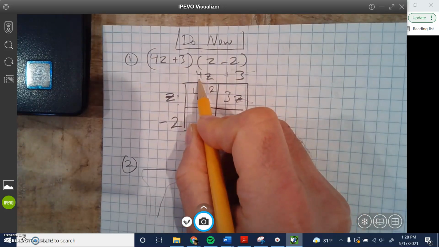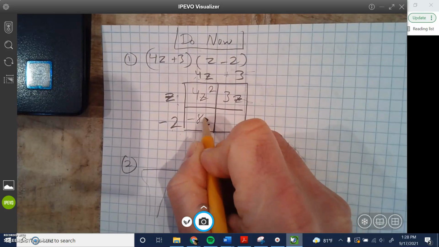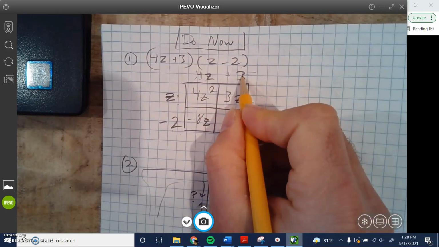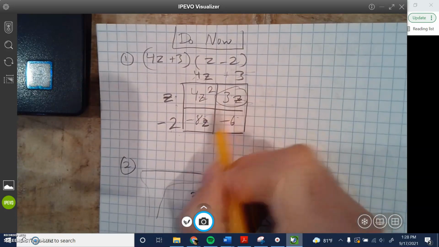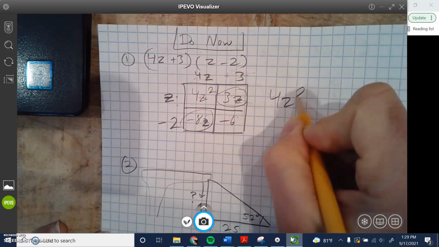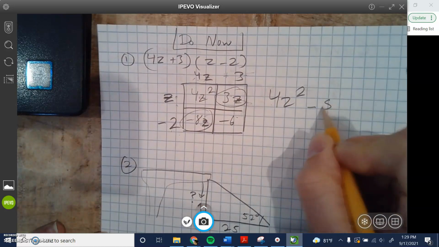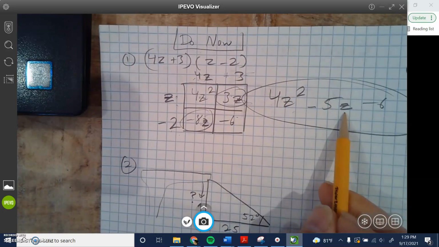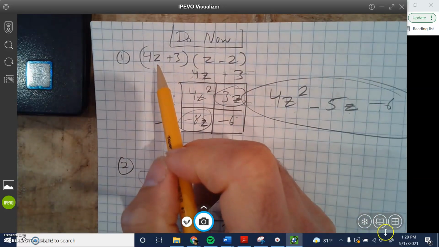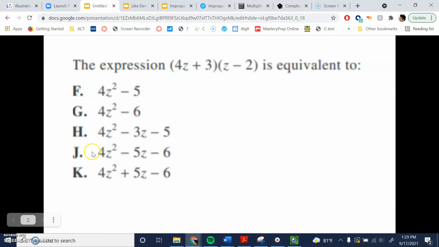Okay, 4z times negative 2. 4 times negative 2 is negative 8z. And then 3 times negative 2 is negative 6. So I got 4 terms. I can combine the like terms. 4z squared, negative 8z plus 3z is negative 5z, and then minus 6. There we go. So 4z squared minus 5z minus 6. That would be J. Nice. Okay, next one.